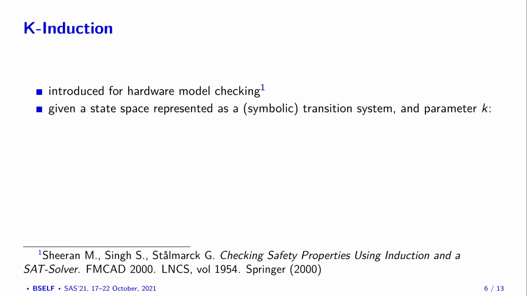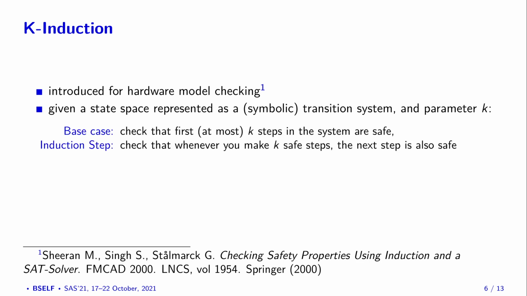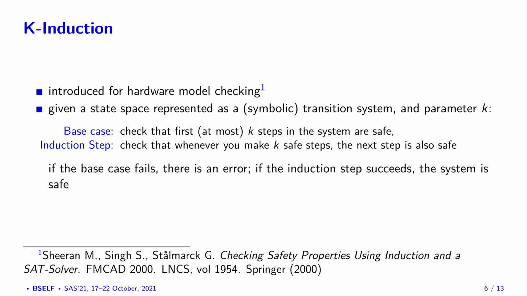Its principle is simple. If we have a state space represented as a transition system, we do these steps for a given parameter k. First, we check the base case, where we check that there is no error state in k or fewer steps from the initial state. If the base case succeeds, we check the induction step, where we check that after we do k arbitrary safe steps, we may do one more step without hitting an error state. If the base case fails, we found an error. If the induction step succeeds, it means that the system is correct.